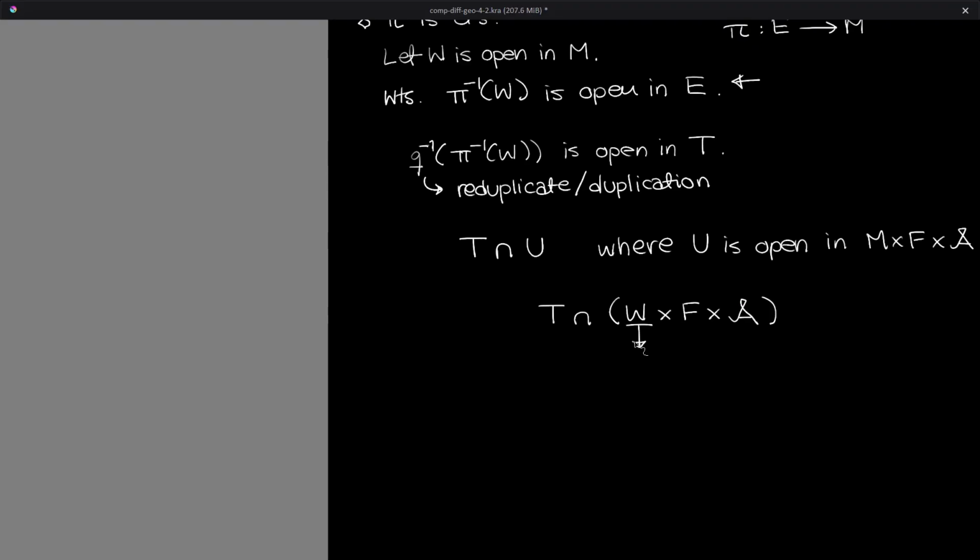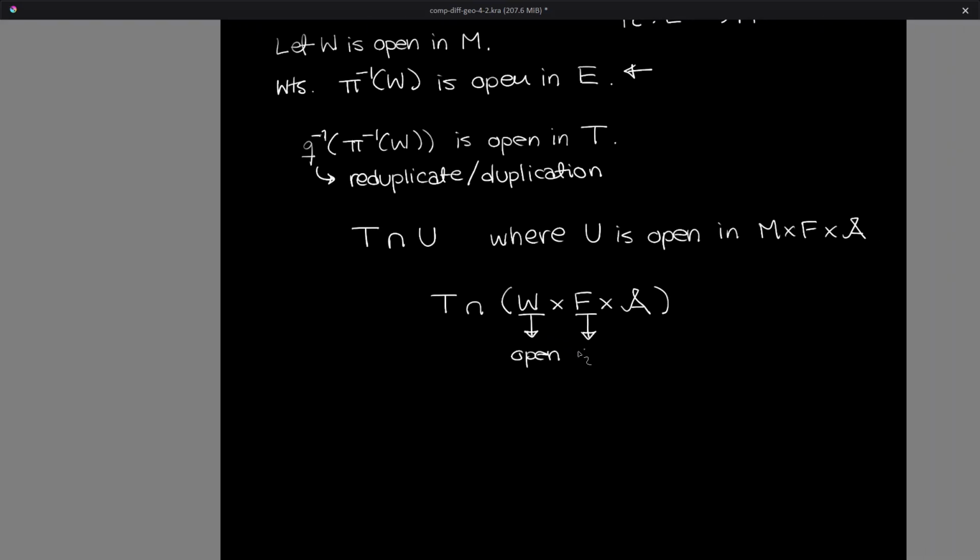Well, W is open. We already said that by definition. F is open because it's the whole space, so it must be open in any topology of F. And similarly, A is the whole space, so it must also be open in any topology. And we've chosen the discrete topology, and obviously the whole set is in that topology as well. And in the product topology, this is open. And so this is an open set. So then it satisfies the idea that it's a U where U is open in M cross F cross A.